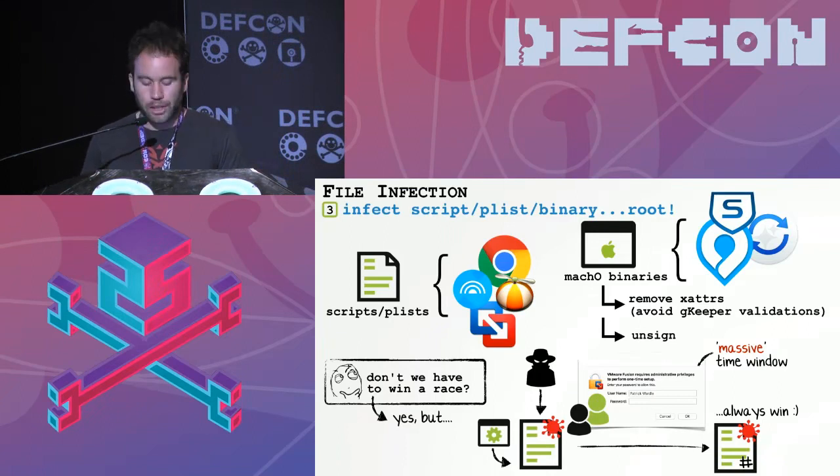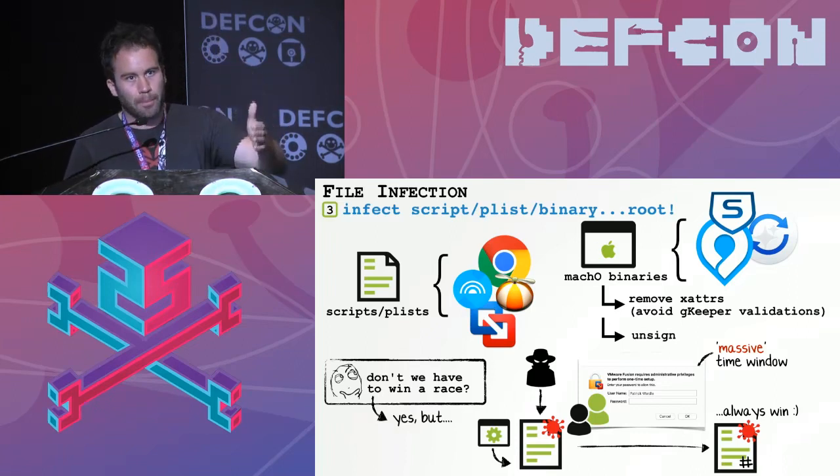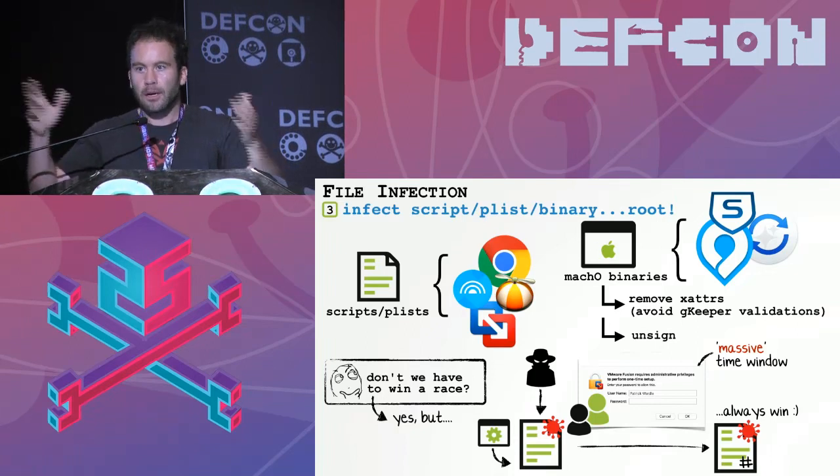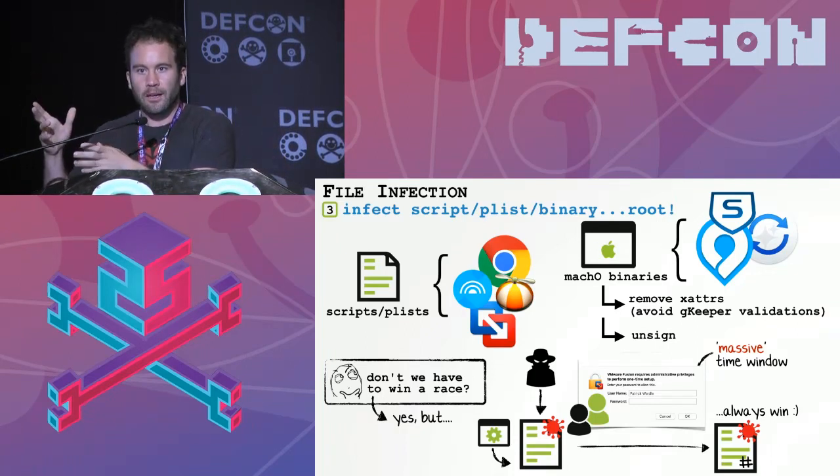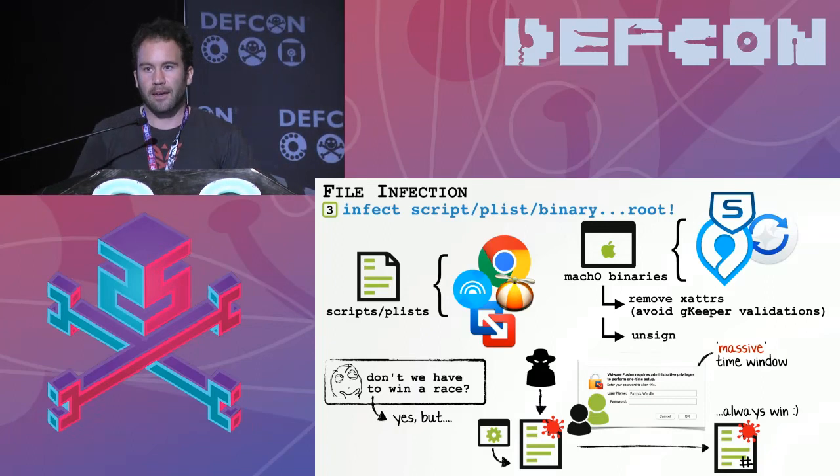And a very valid question is, don't we have to win a race? And the answer is yes. So again, the application is usually going to drop whatever it wants to execute as root, then throw up the authentication prompt, and then while the user is authenticating, we can jump in and infect that. So this user authentication usually takes at least 1 or 2 seconds, and that's a massive window that we can always win.